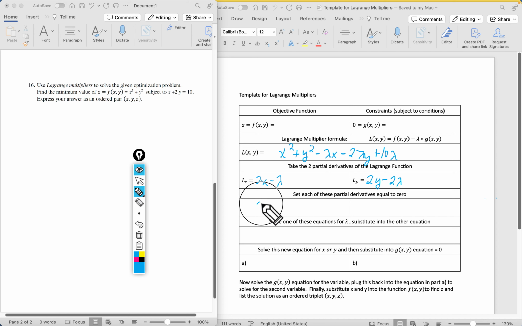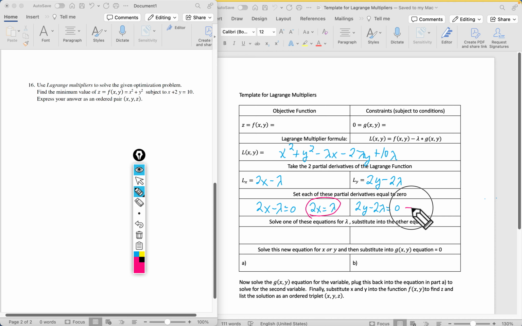So once you've got the partials, 2x minus lambda equals 0. 2y minus 2 lambda equals 0. Solve one of them for lambda, and I would choose the easier one. I think this one over here, if I solve this for lambda, add lambda to both sides, and you get 2x equals lambda. Maybe I should change colors. So I'm solving for lambda, and then what I do is I substitute 2x in for lambda over in the other equation.